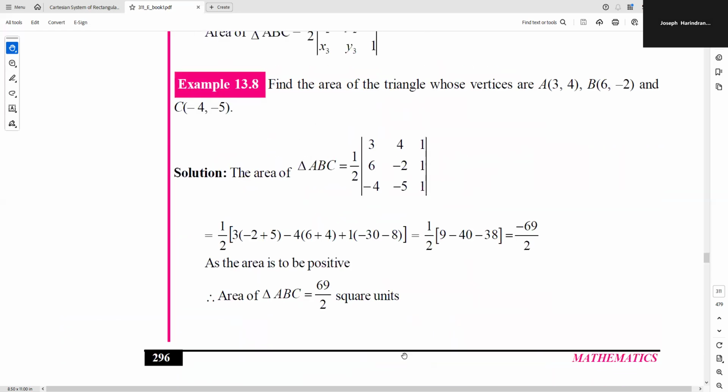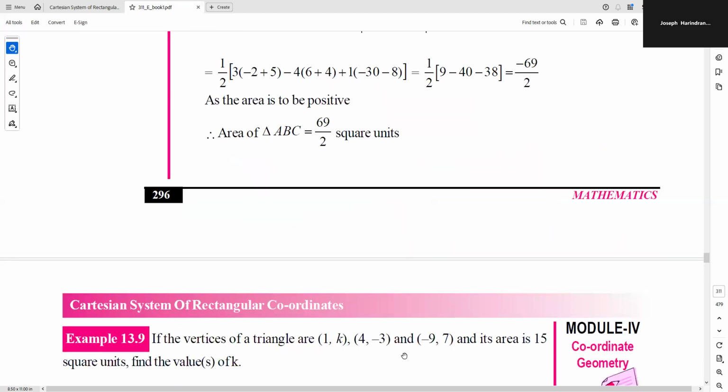If a quadrilateral is given, then 4 coordinates will be given. We should divide that quadrilateral into 2 triangles and then add. That is quite simple. This is how you have to do it.